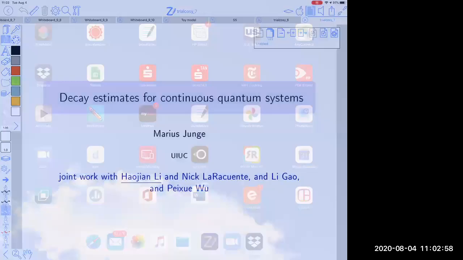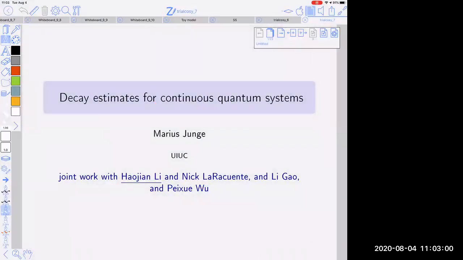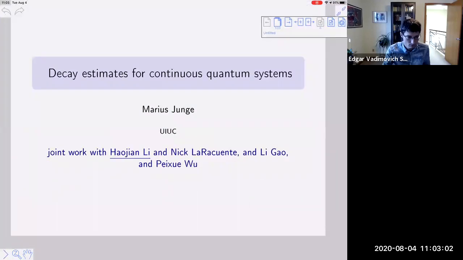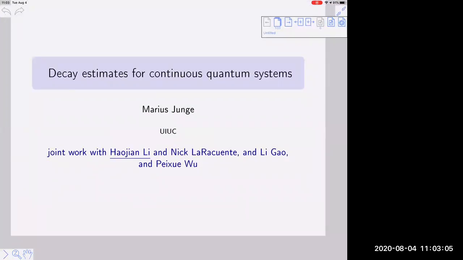I encourage you to ask questions. I know that backgrounds are sometimes difficult and different, so I really encourage you to stop me anytime and ask for clarification. I will try to do my best, but this is always difficult. So today I will focus on decay time estimates.